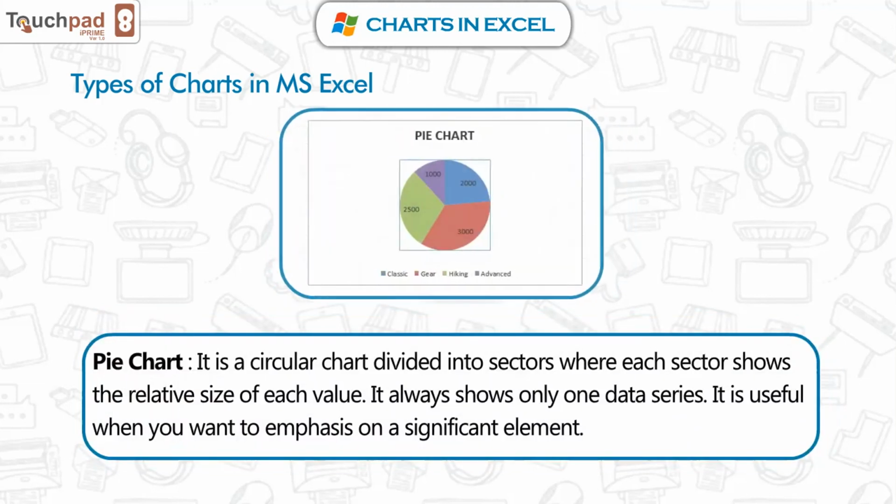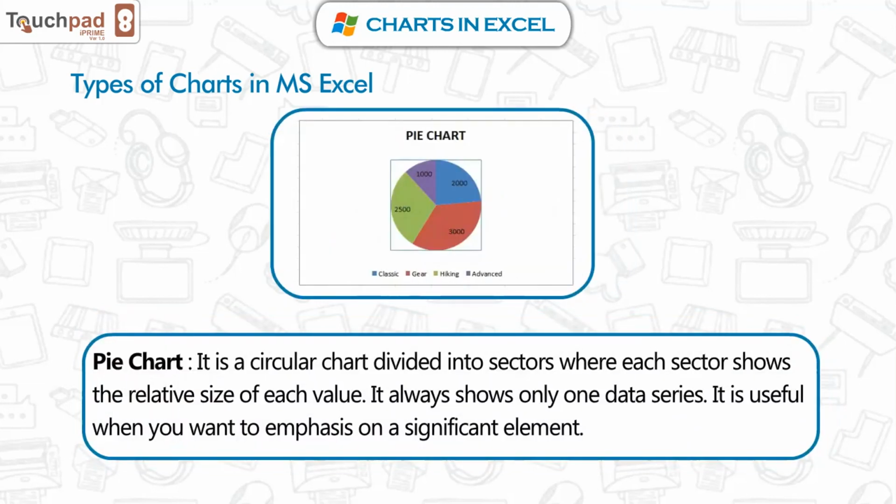Pie chart. It is a circular chart divided into sectors where each sector shows the relative size of each value. It always shows only one data series. It is useful when you want to emphasize on a significant element.